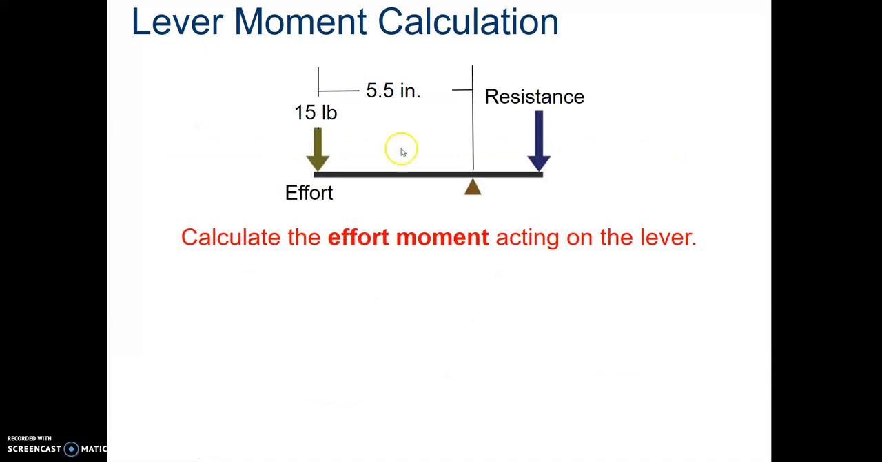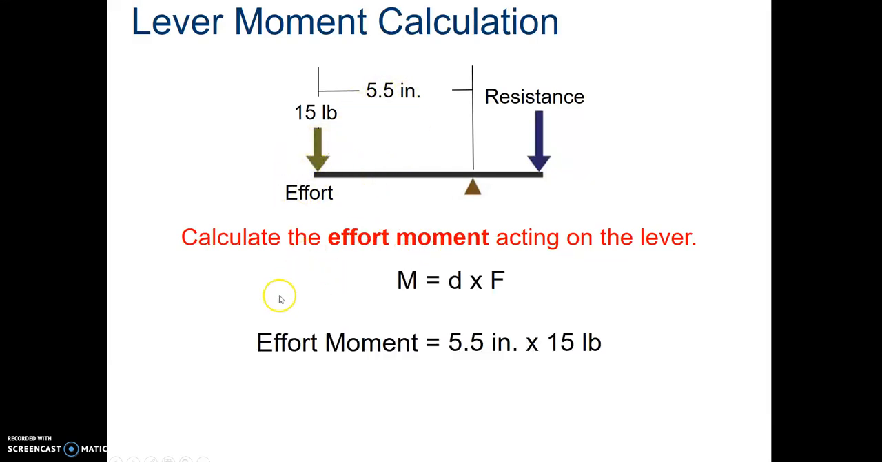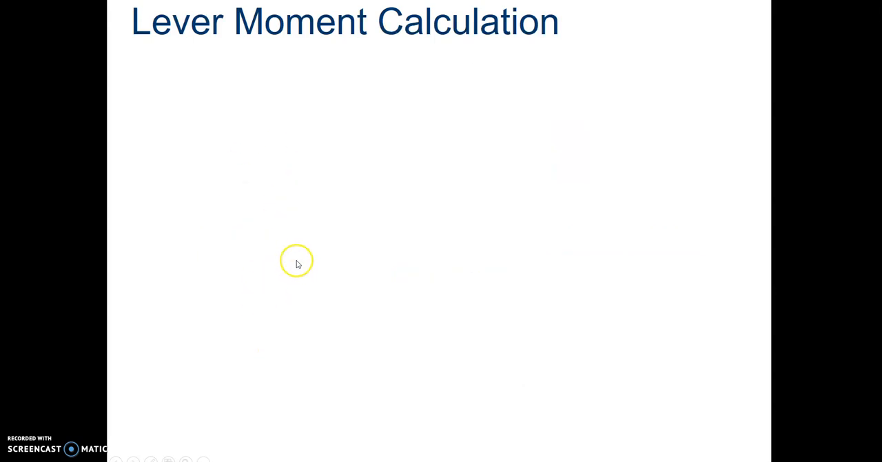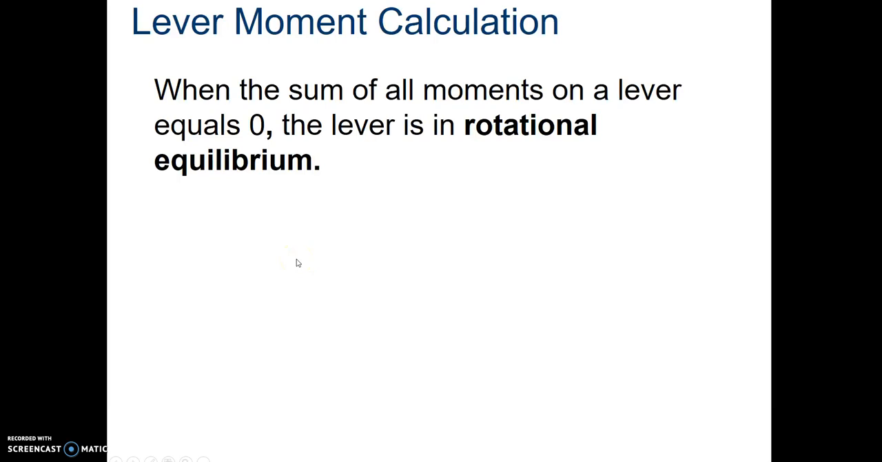So let's do some calculations. Calculate the effort moment. Effort moment is force times distance. So that effort moment is 82.5 inch pounds being applied. So 82.5 is how much torque is being applied by that effort. For the resistance, we didn't have enough to calculate with. But what do we have?